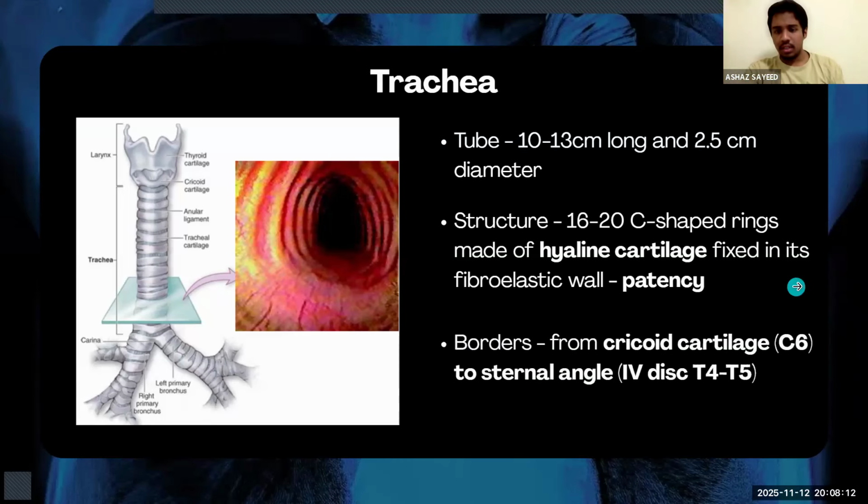So the borders, just remember C6 and then T4, T5, which means it's going to start from the cricoid cartilage. It's around here. This is your cricoid cartilage. From here to the sternal angle, so around here. That's your trachea.